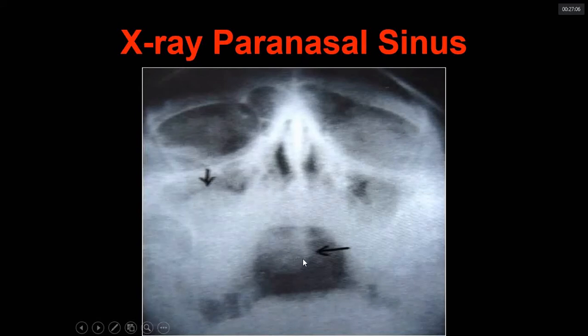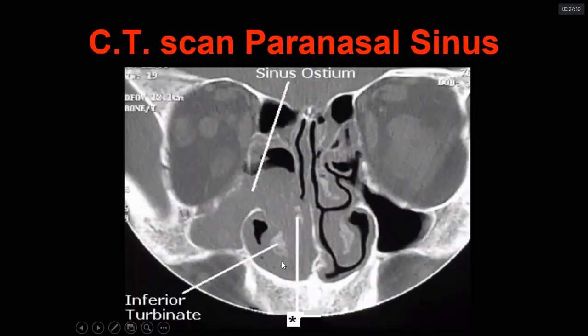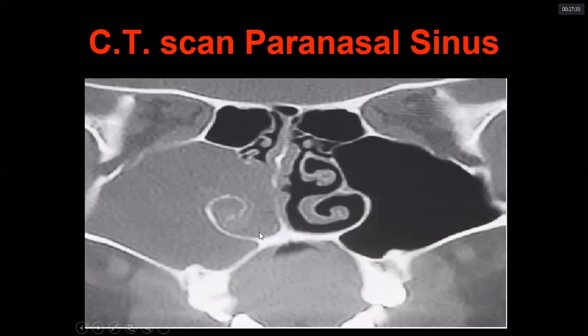CT scan is a very good diagnostic modality. Look here. This is the inferior turbinate, this is the bony part, and there is the mass filling the maxillary sinus and coming through the ostium into the nasal cavity. The subsequent slides will tell you the areas where it has reached or grown up to, right? And this is the left side, and look, this is free here.